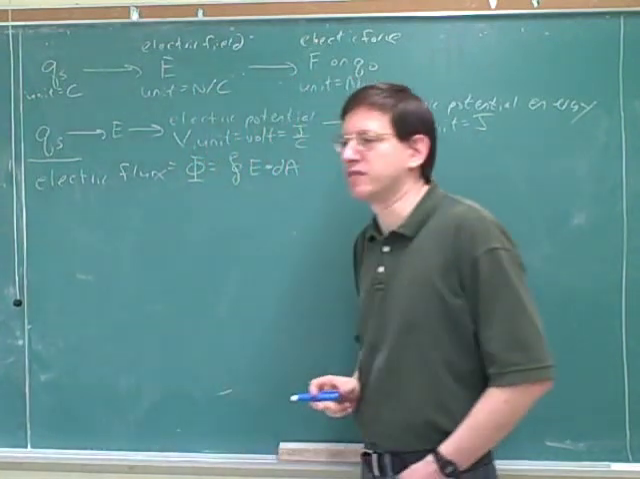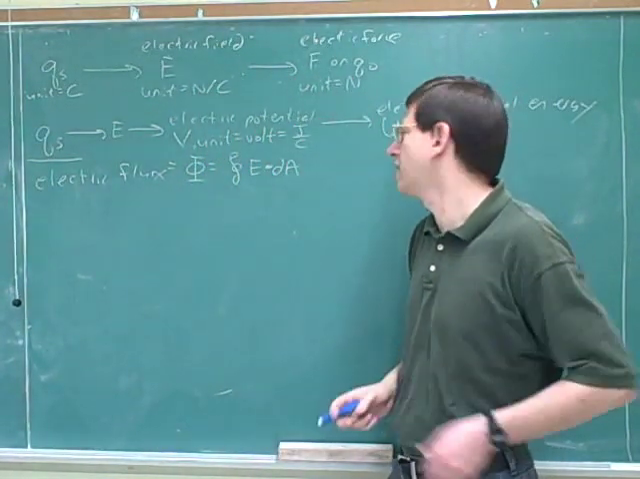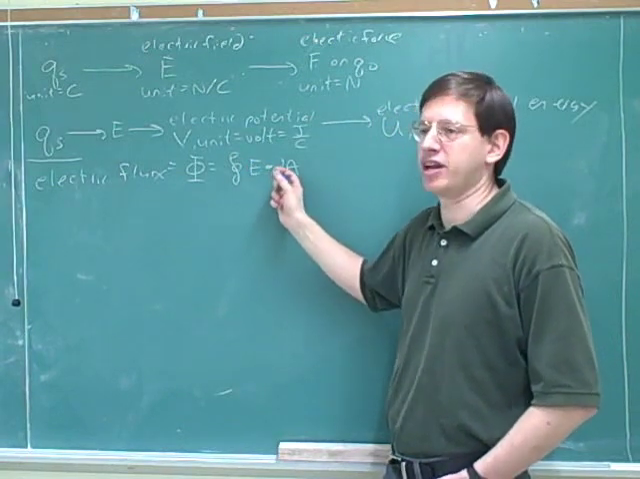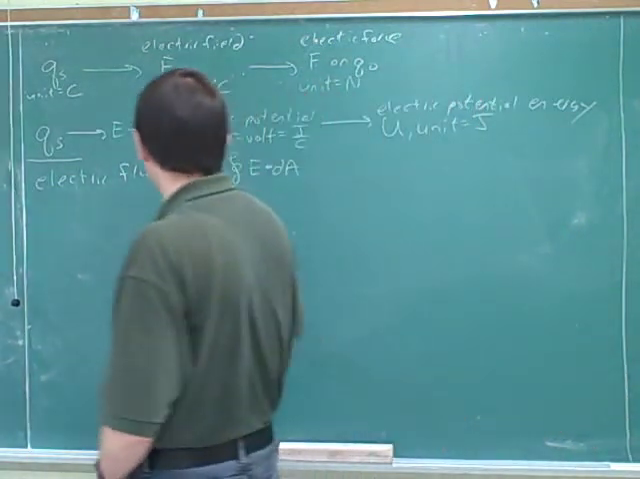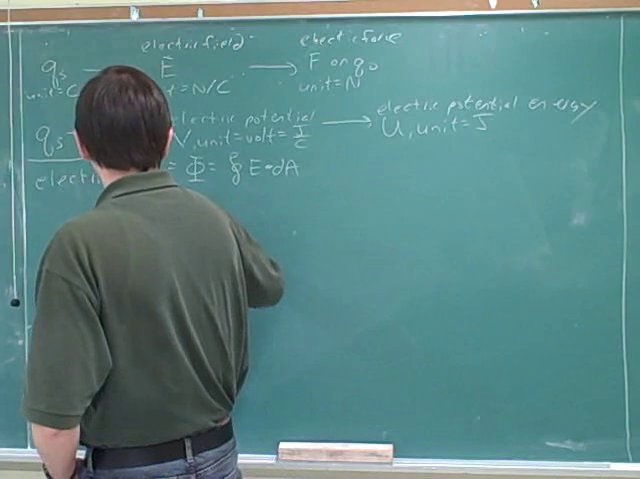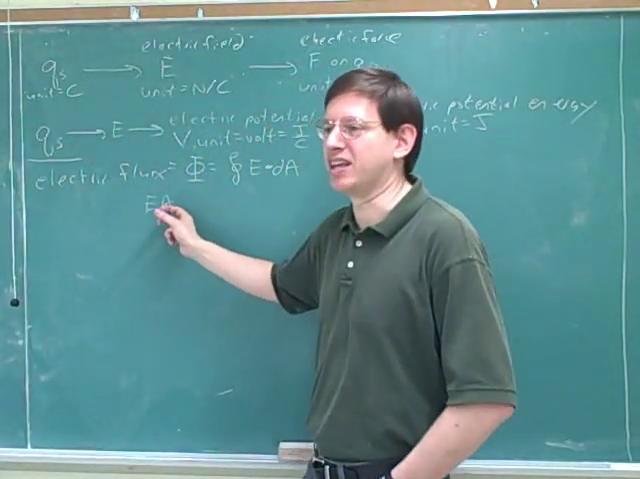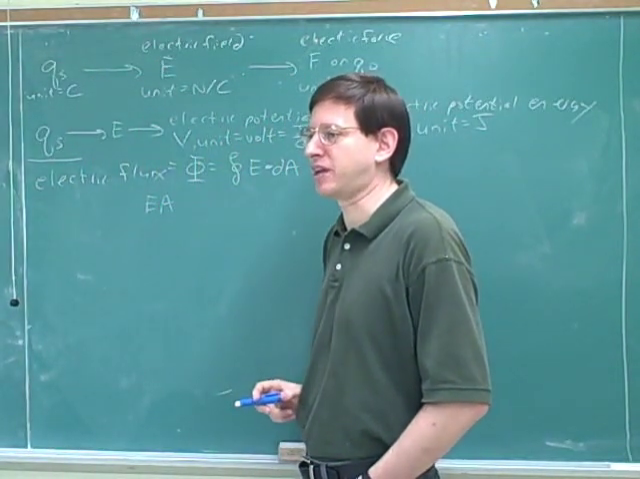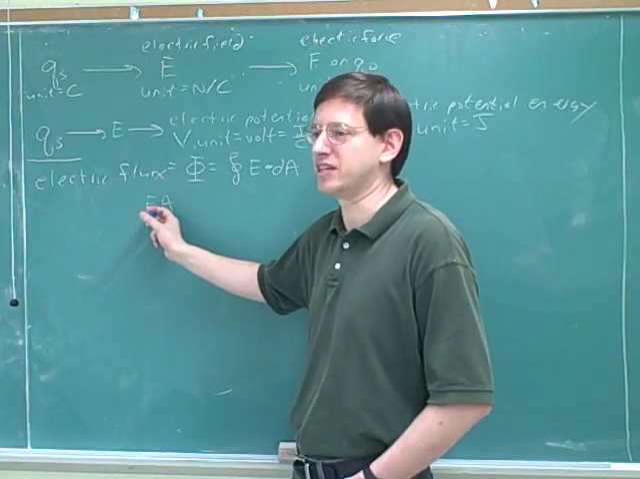Remember, we saw this formula for calculating the electric flux. It tells us how much electric field is penetrating an area. And we saw that in many cases, we can simplify that to just E times A. If we have a uniform field that's perpendicular to the surface, we can just simplify this to E times A.